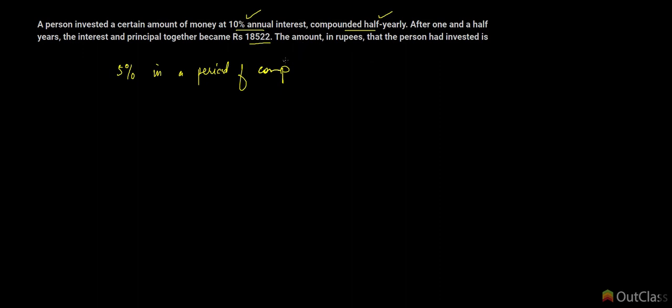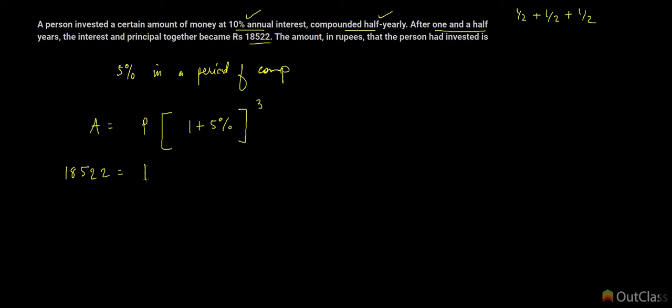And how many such periods do you have? You have 1.5 years, half plus half plus half, 1.5 years. So 3 periods of compounding. So then your formula will basically become amount is P into 1 plus 5%, 3 times, because 3 complete periods of compounding. You substitute 18,522 here. The unknown principal is what we have to find. This is 1.05 the whole cube. P is 18,522 by 1.05 cubed. You will get this as 16,000.